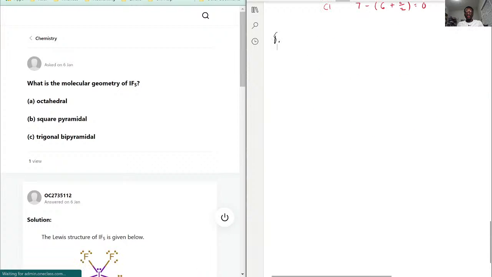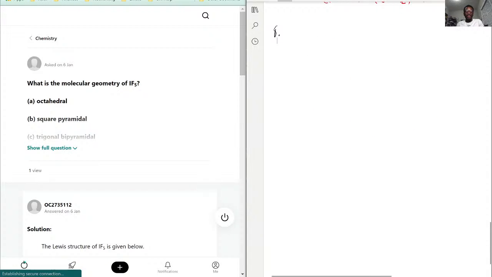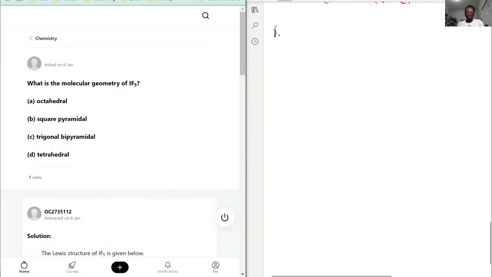We have, what is the molecular geometry of IF5? With this, it seems relatively simple because it's only asking to pick one of A, B, C, or D, right? But in order to even answer this question, we need to first draw our Lewis structure. There are quite a few steps involved, because to find the molecular geometry, we need to know what this thing even looks like, and we find that out by its Lewis structure.